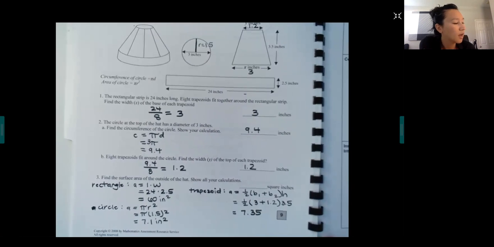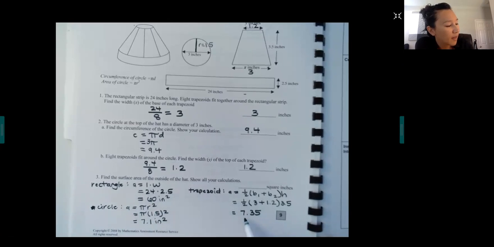Any questions on the area of the trapezoid? Okay, and then we need to add all of those together, but we only found the area of one trapezoid, and we know that there's 8 trapezoids. So for all of the trapezoids, we need to multiply 7.35 times 8, because there were 8 of them, and that is 58.8.